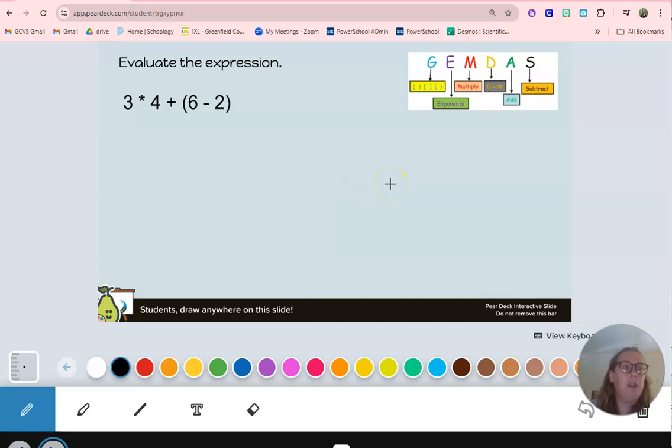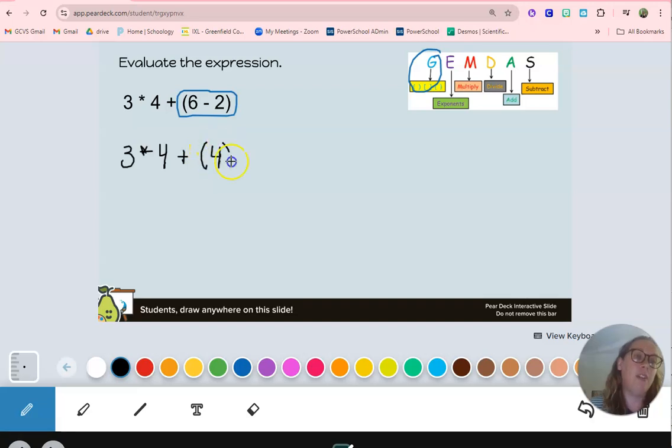Okay, for evaluating this expression, we have 3 times 4 plus grouped 6 minus 2. So of course we're going to start with our grouping symbols and evaluate this 6 minus 2 in the parentheses. So rewrite everything you have until you get to those parentheses. 6 minus 2 gets us 4. Beautiful.